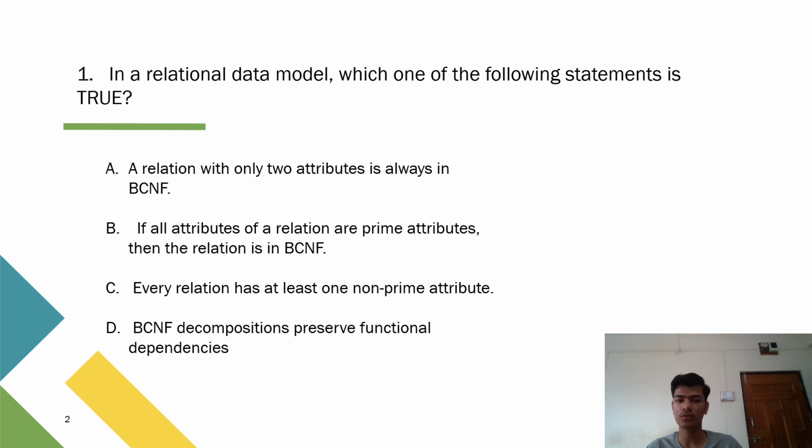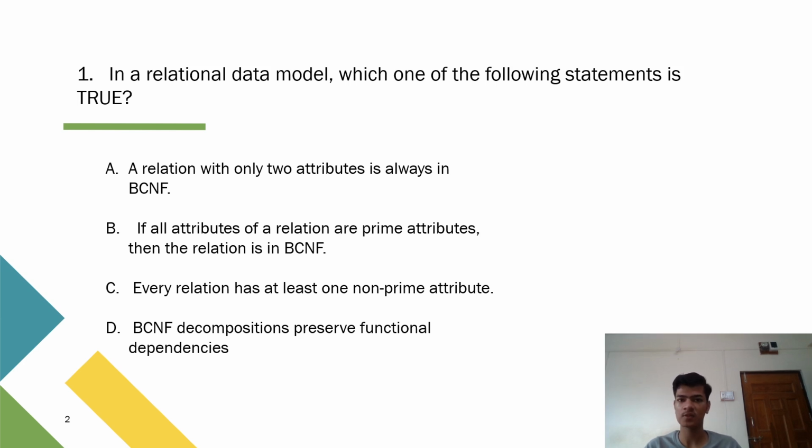A relation with only two attributes is always in BCNF. If all attributes of a relation are prime attributes, then the relation is in BCNF. Every relation has at least one non-prime attribute, and BCNF decompositions preserve functional dependency. So the correct answer is a relation with only two attributes is always in BCNF.